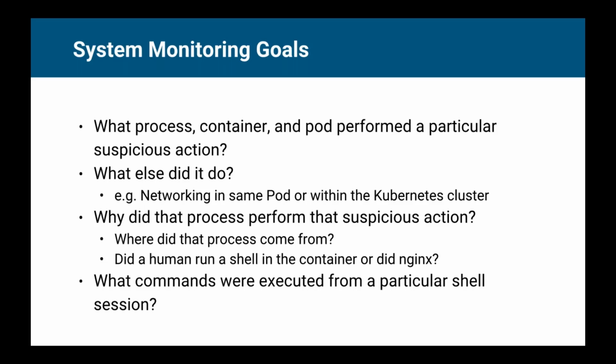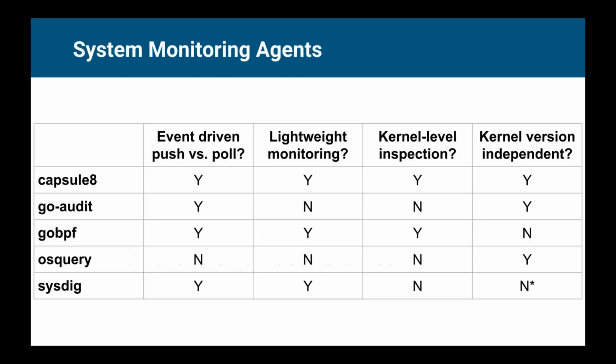And also we want to be able to dive deeper into why this process performed a suspicious action. Where did that process come from? Who executed it? Did a human run a shell in the container, or did Nginx spawn a shell? If it did, that's very strange. And in a particular shell session, what commands were executed? We want to have the ability to query all of this after the fact with high fidelity of information, and then most importantly, a low performance impact.